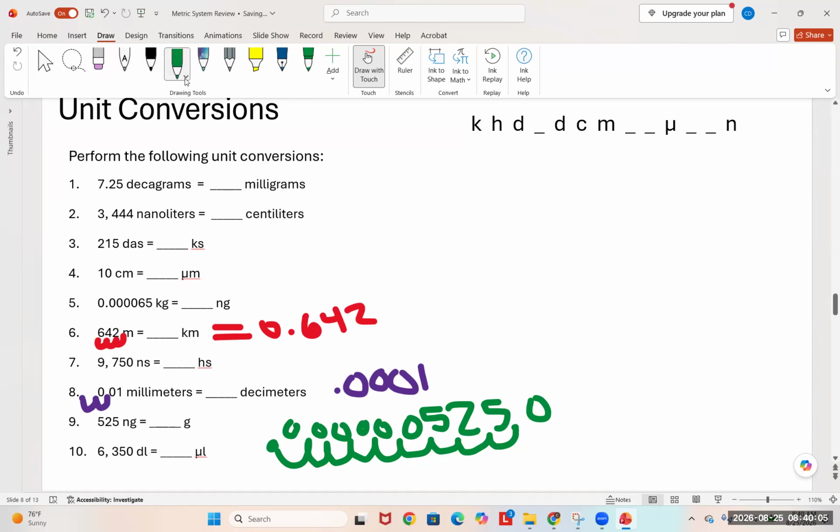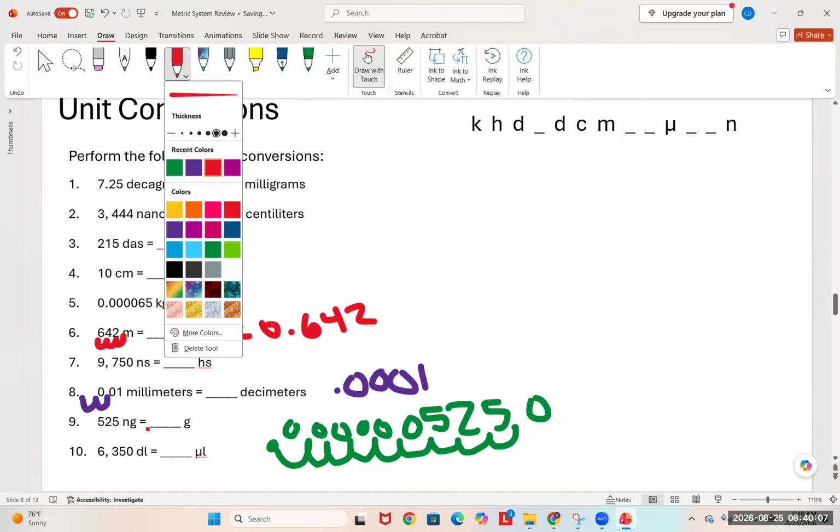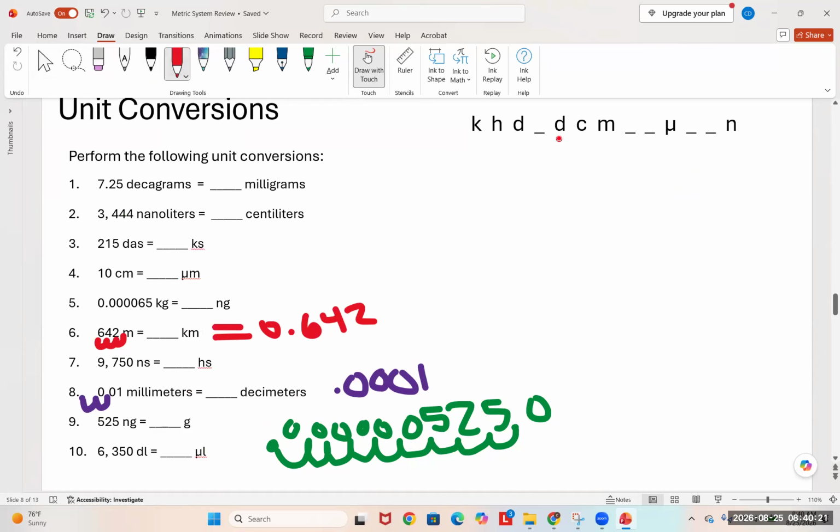All right, y'all, last but not least, 6,350 deciliters equals how many microliters? So just remember, y'all, that deci is the second D. Okay, so we're starting here and we're heading down to mu. So 1, 2, 3, 4, 5 to the right, which means our numbers should be getting larger. So I'm going to write it right here.